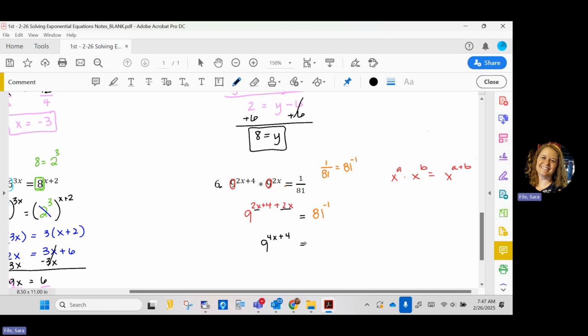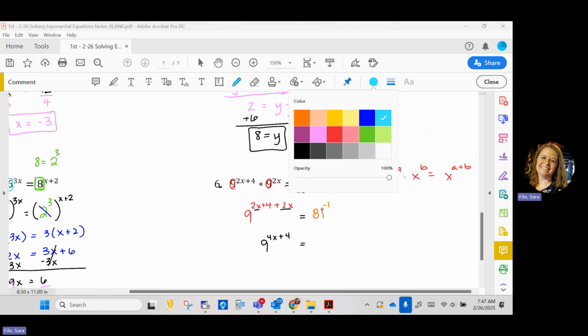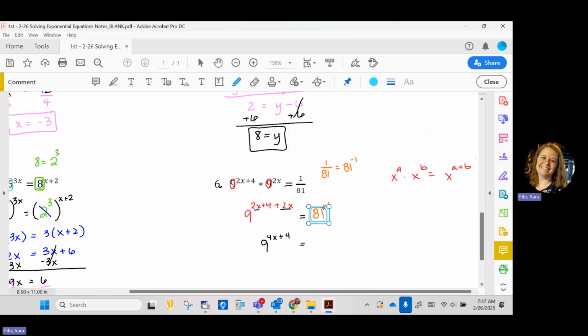Now on the right, I want to rewrite this so that I have matching bases. Can I rewrite 81 as 9 to some power? 81 is a multiple of 9. 9 times what gives you 81? It's a perfect square. 9 times 9. So 9 times 9 is 9 squared. Because 81 is the same thing as 9 squared, I can make this replacement. I'm going to replace that with 9 squared.